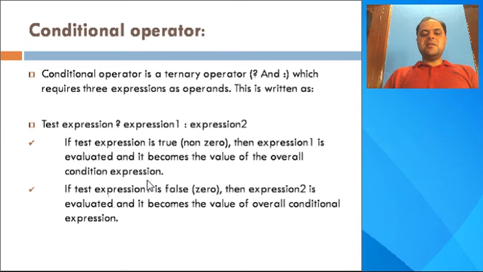And if this test expression is false, that is 0, this is the test expression, not expression 1, only the test expression, then expression 2 is evaluated and it becomes the value of the overall conditional expression. Whatever is written in expression 2 will be evaluated, and the result of this expression will become the result of the overall expression.